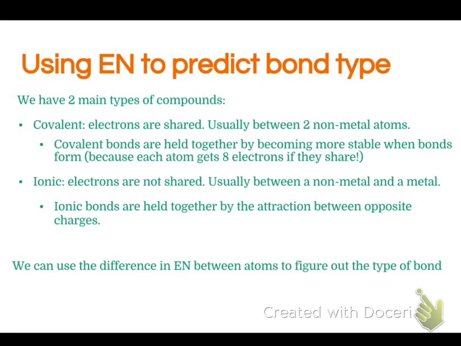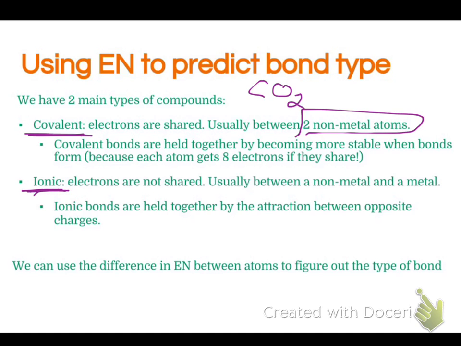Okay. Now, this is useful because I can actually calculate the electronegativity difference, and it will tell me whether my particular molecule is covalent or ionic. So covalent bonds are when electrons are shared. It means the electrons don't transfer from one to the other. This is usually between two non-metal atoms, say carbon and oxygen in carbon monoxide, or even carbon and oxygen in carbon dioxide. That's two non-metals, carbon and oxygen, and so they share electrons.